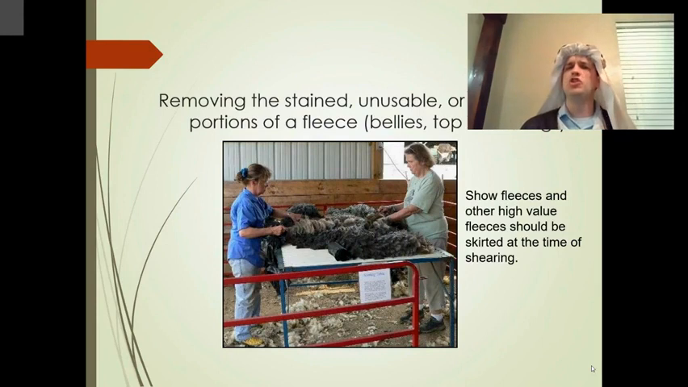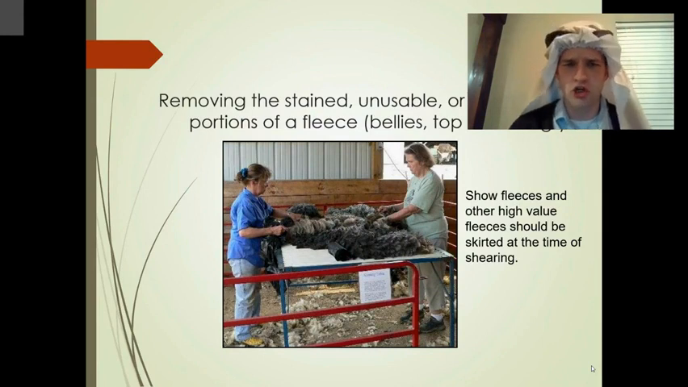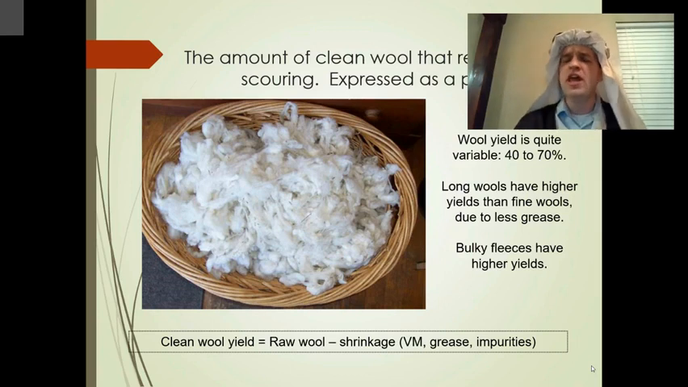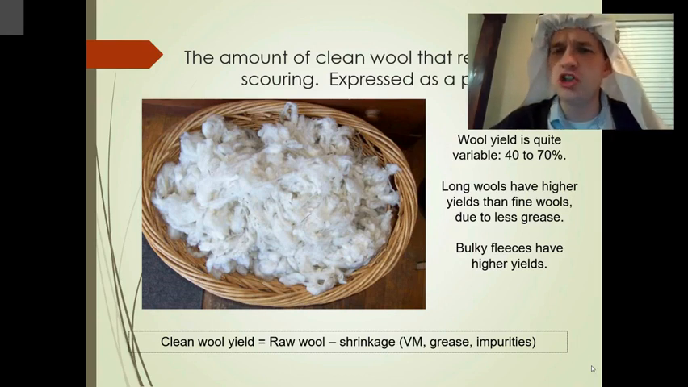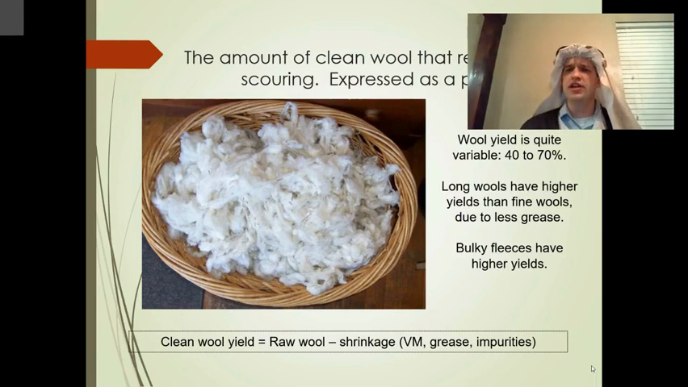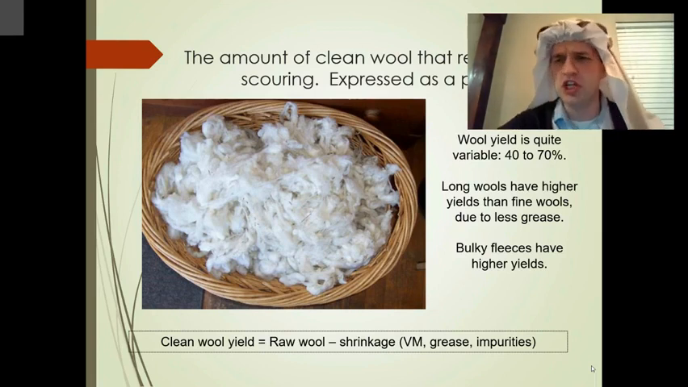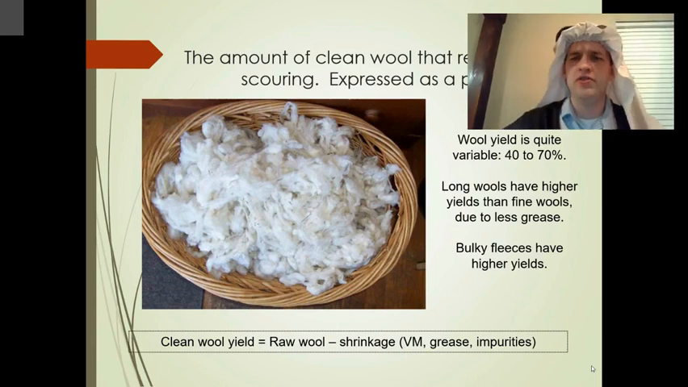Then we do a process called skirting. So this is removing all the stain, undesirable parts, the tags, any part of the fleece that is not good. And so we cut that stuff off, and what we have left over is called the yield. And this is the percentage of the wool that's actually good. And the higher that yield is, obviously the more money I make. And we're going to look at about a 40 to 70% yield.